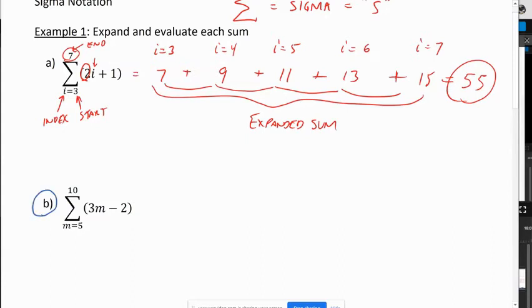Now go ahead and give problem B a try. Pause your video, expand the sum, and then add up the terms to get your final value. Press play when you're ready to check your solution.